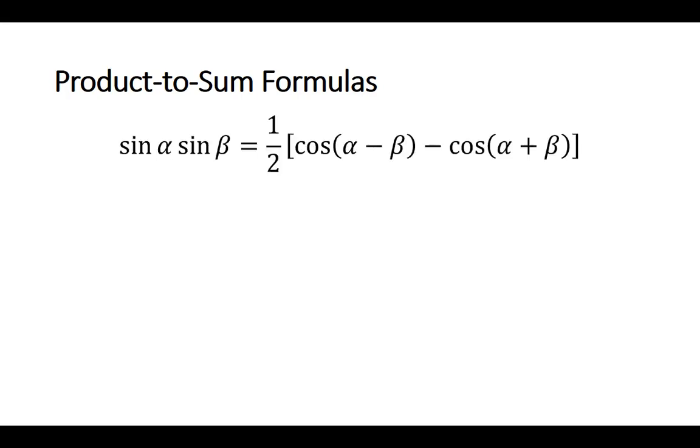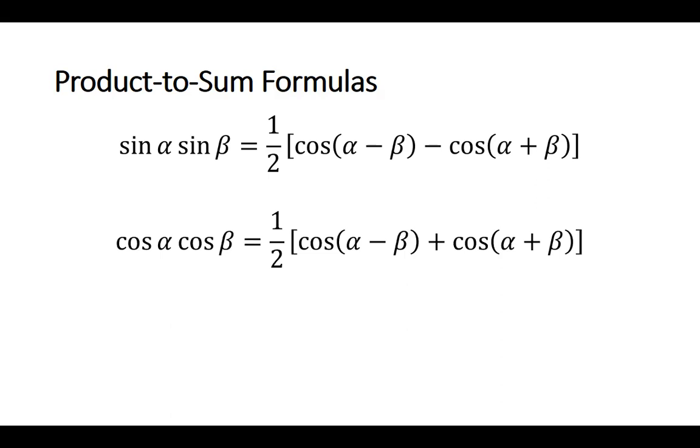So product to sum formulas: the sine of alpha times the sine of beta is equal to 1/2 cosine of alpha minus beta minus cosine of alpha plus beta. And yes, I feel your pain. It seems like we took something that should have been relatively simple and turned it into something that is not so simple. Cosine of alpha cosine beta is equal to 1/2 cosine alpha minus beta plus cosine alpha plus beta.